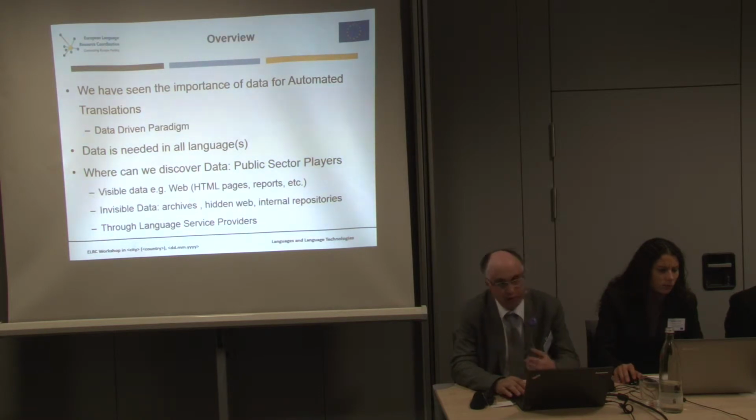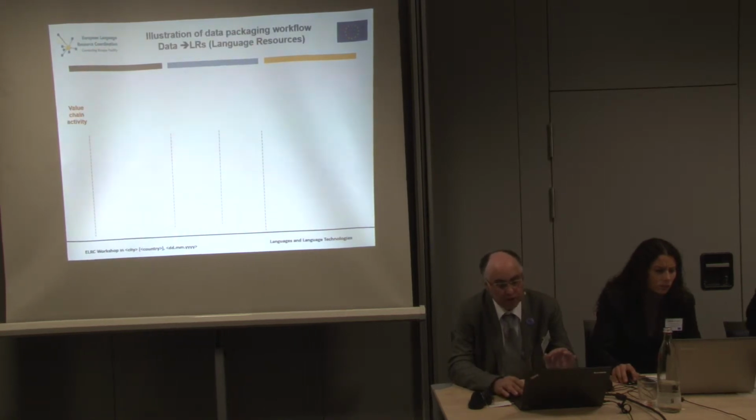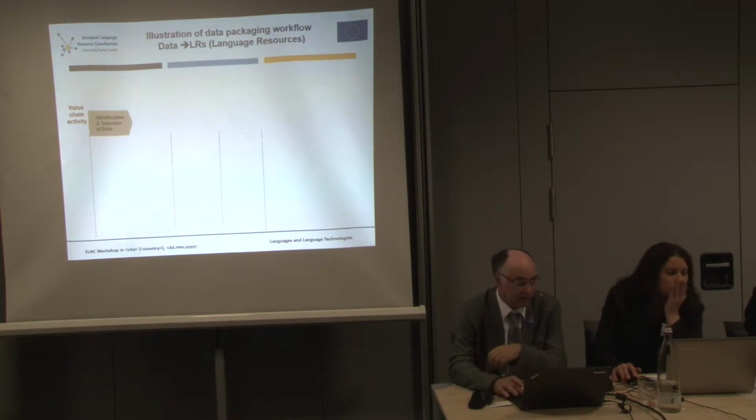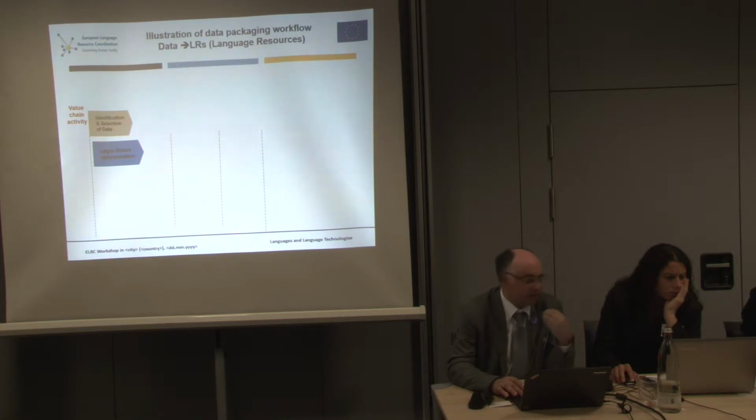What we are looking for is the visible data, but also the invisible data like archives, the hidden web, internal repositories. And I try to bring this into a workflow that people can understand, what I call here the value chain activity, from the identification and selection of data sources, and then trying to clarify, or at least to determine, the legal status of the data. And here we mentioned that most of the data would be under this PSI directive, but in some cases it may be data that the Commission can license from either the administration or from the owner.